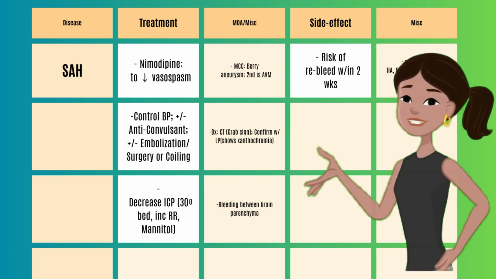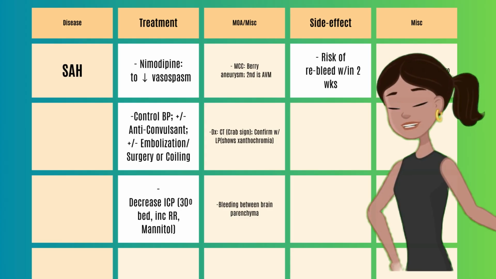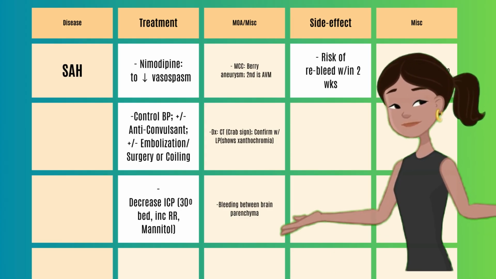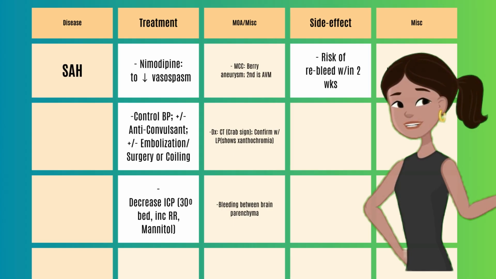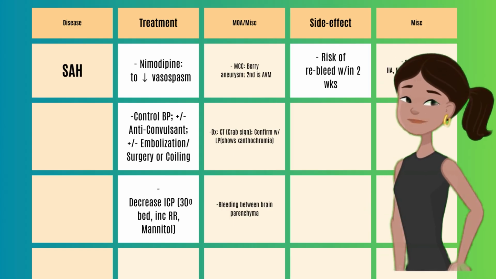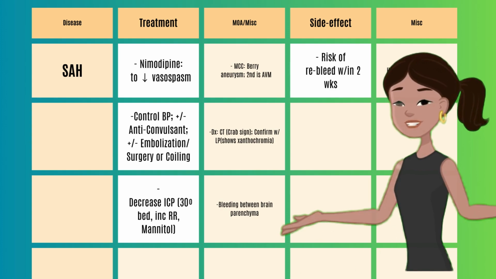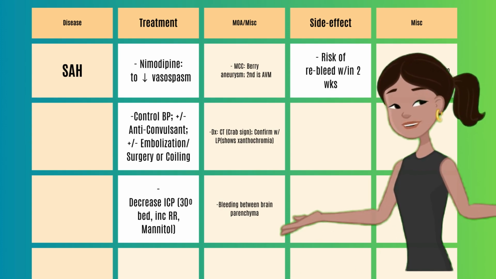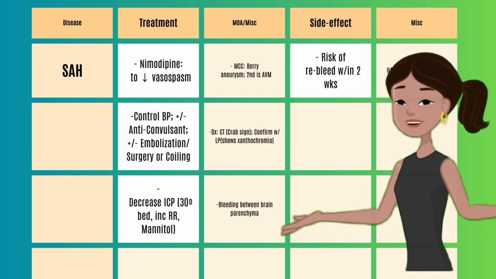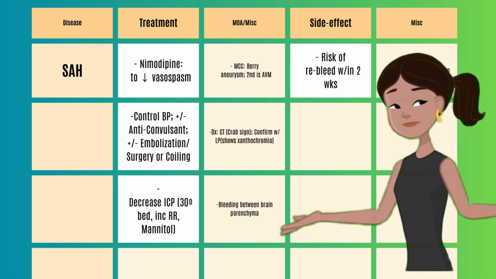Early management focuses on stabilizing the patient and preventing rebleeding and complications. It is important to control the blood pressure with something like labetalol, with the systolic goal of between 140 to 160 millimeters of mercury. Use nimodipine to prevent vasospasm. Sometimes an anti-nausea med is given to prevent increased intracranial pressure that occurs with vomiting. Remember to elevate the bed, consult neurosurgery, and admit to ICU.